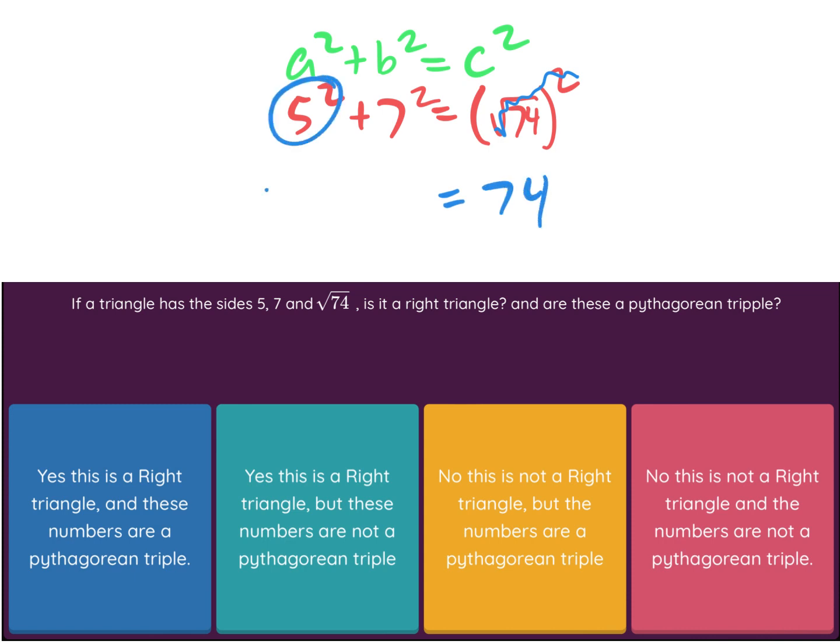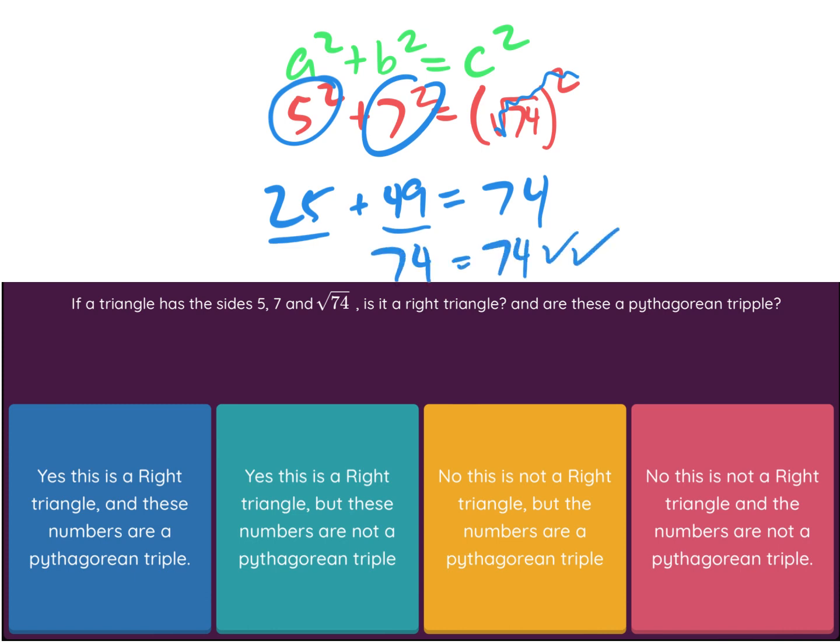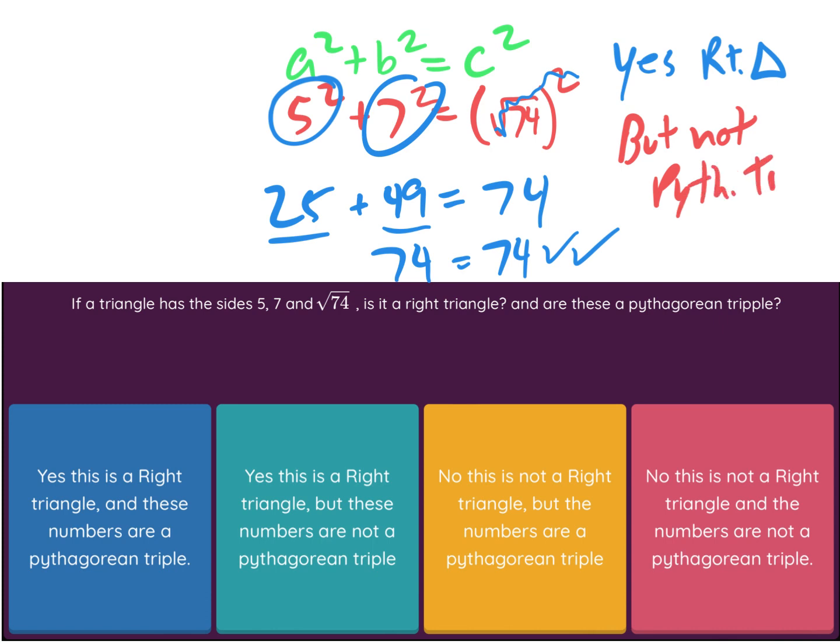And what is 5 squared? That's 25. What is 7 squared? That's 49. And if you add 25 and 49, it really does give you a 74. So 74 does equal 74. So we've verified that, yes, this is a right triangle. But are they a Pythagorean triple? No, not a Pythagorean triple.